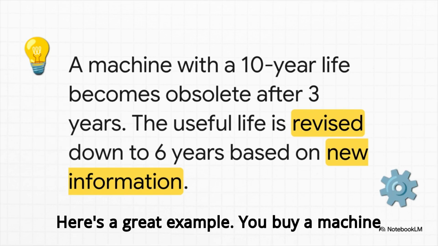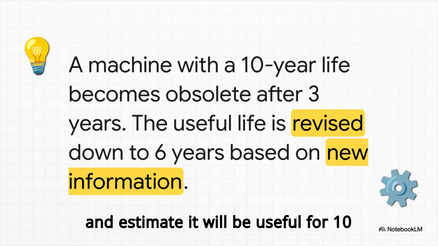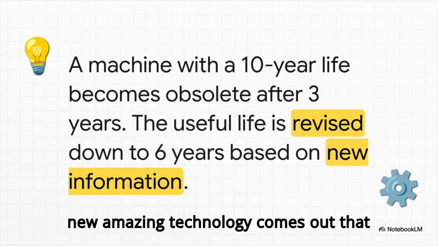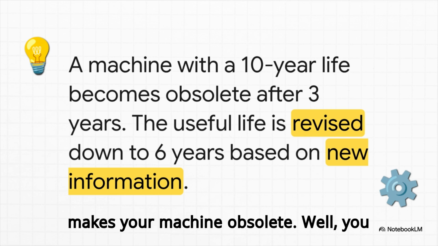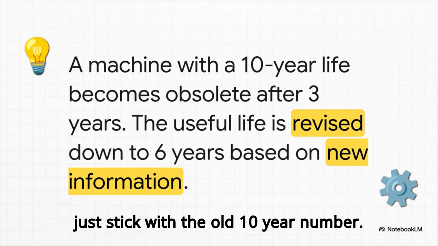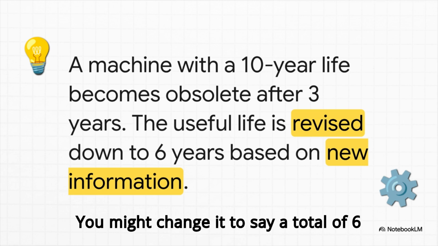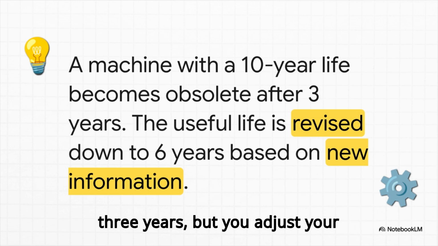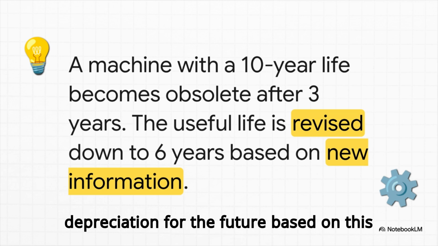Here's a great example. You buy a machine and estimate it will be useful for 10 years. But after 3 years, some brand new, amazing technology comes out that makes your machine obsolete. Well, you have to revise your estimate. You can't just stick with the old 10-year number. You might change it to, say, a total of 6 years. You don't go back and change the past 3 years, but you adjust your depreciation for the future based on this new reality.